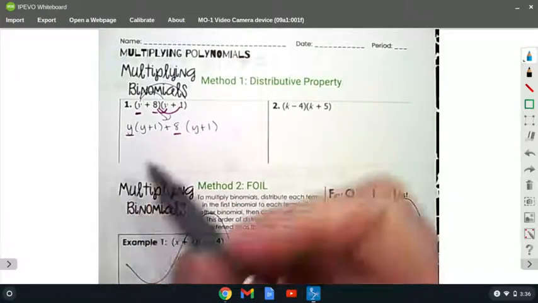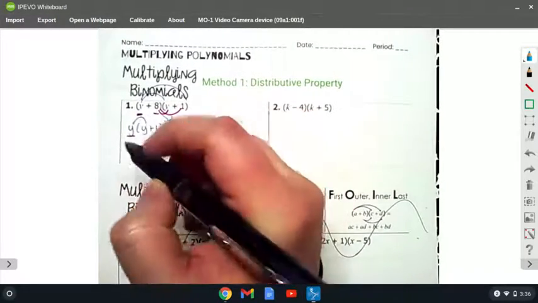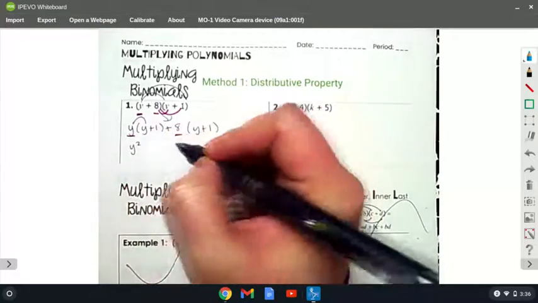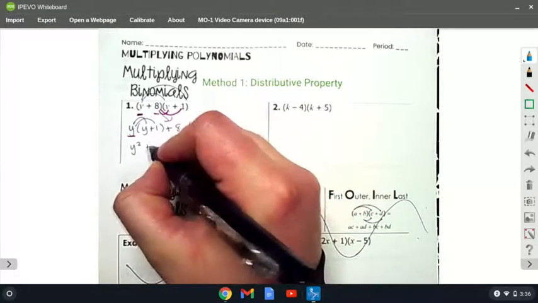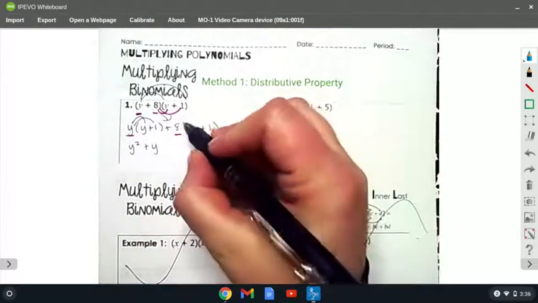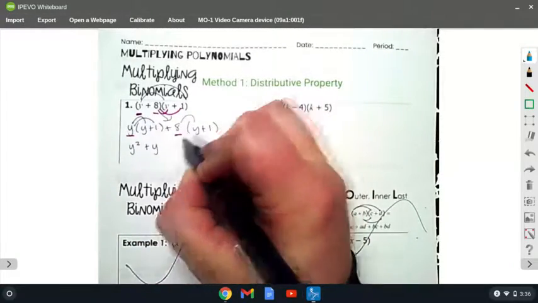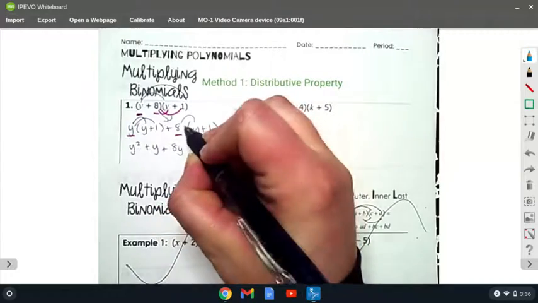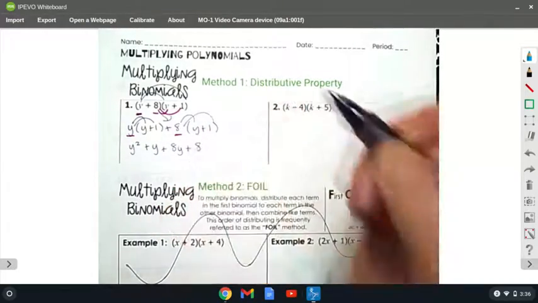Now, in order to multiply here, I'm going back to what we did last class, that monomial times a polynomial, distributing. Y times y gives me y squared. Y times 1 gives me y. Or if you put 1y, that's also okay. Then I got to distribute here. 8 times y gives me 8y. And 8 times 1 gives me 8.